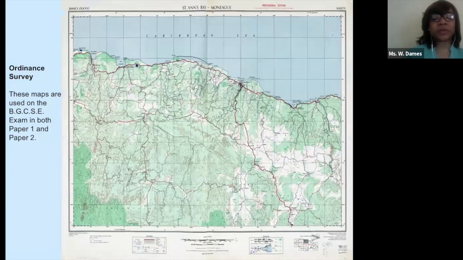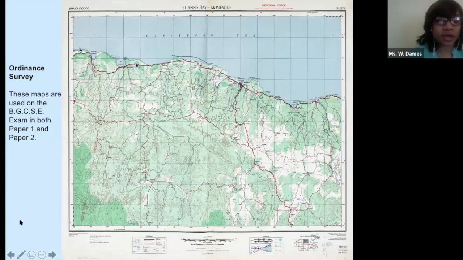So this will be one of the maps that you should be familiar with when it comes to the BGCSE. Okay, we call this the Ordnance Survey Map, okay? And they will typically give you this to answer the different map work questions, okay? And of course, you are able to identify some things on this map as well.